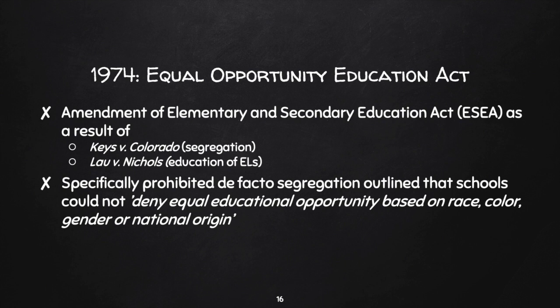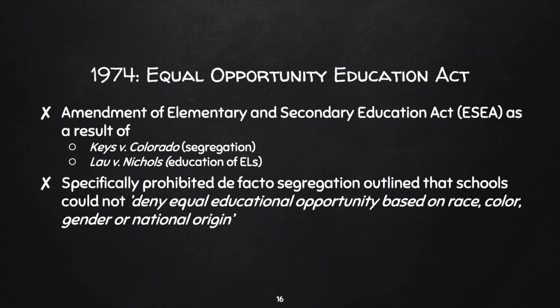In 1974, the Equal Educational Opportunity Act was put in place because of the rulings that were found in the Keyes versus Denver case and the Lau versus Nichols case. Remember that Keyes was actually on the topic of segregation, and Lau v. Nichols was the education of English learners. Now, the Equal Educational Opportunity Act was actually just an amendment of the Elementary and Secondary Education Act, ESEA, which, remember, was part of President Johnson's quote-unquote war on poverty. So an amendment to this act was the Equal Educational Opportunity Act that was brought about because of these cases.